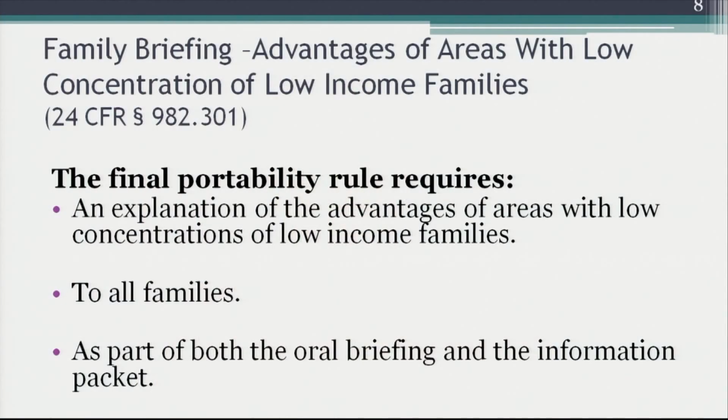Under the final portability rule, an explanation of the advantages of areas with low concentration of low-income families is to be provided to all families, not just those that are living in high poverty census tracts. And it is to be provided as part of both the oral briefing and the information packet. Now, this is a change. It's not reflected in the published FR version of the rule, but it is going to be part of a technical correction that's going to be published on Monday, the 1st of September.